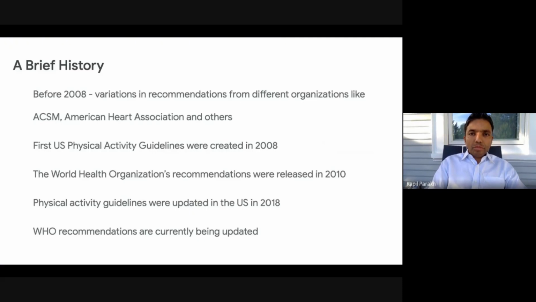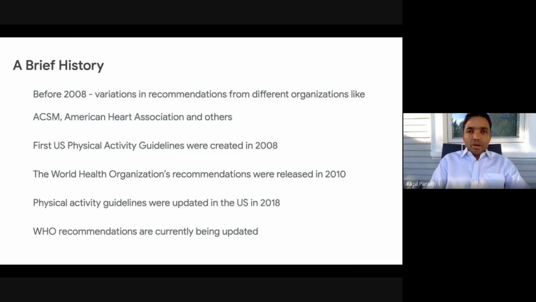So before 2008, there were variations in the recommendations from many organizations around the country and, in fact, around the world. Organizations like the ACSM, the American Heart Association, and so on had slightly different recommendations. In 2008, the first US federal physical activity guidelines were created, where everyone came together and agreed upon a not single, but a cohesive recommendation, a consensus recommendation.